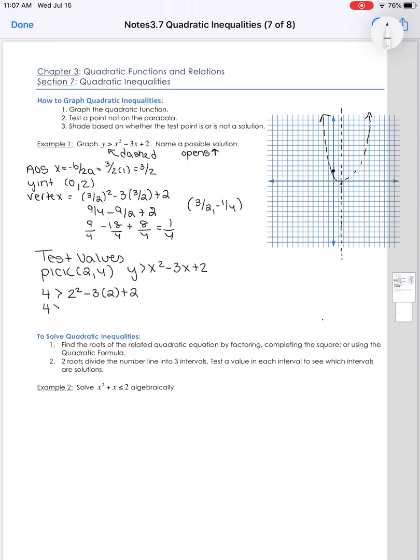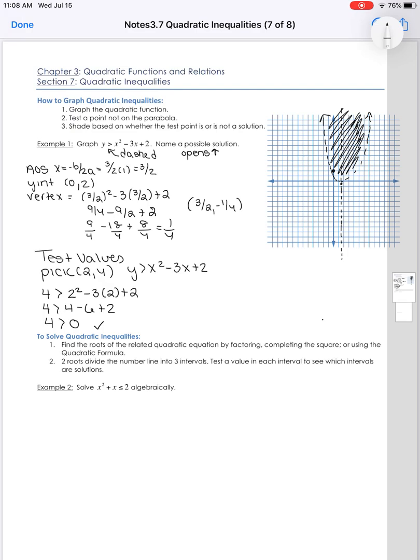So I'm going to take that and sub that into the equation. So here's my equation. 4 is greater than 2 squared minus 3 times 2 plus 2. So 4 is greater than 4 minus 6 plus 2. 4 minus 6 is negative 2, and we get 0. So is 4 greater than 0? Yes, it is. So that is a true statement.